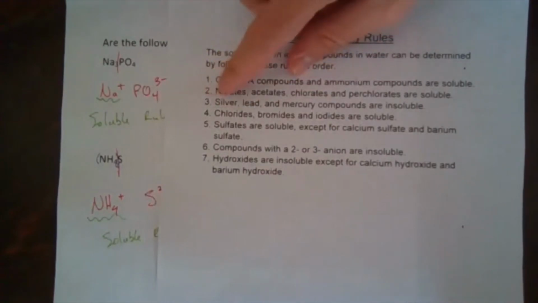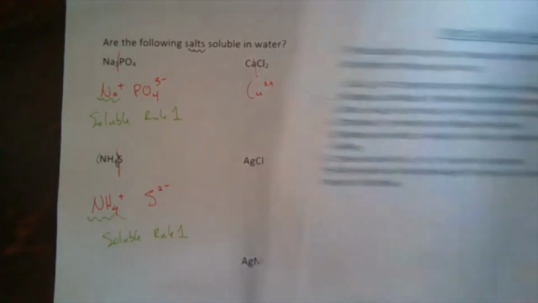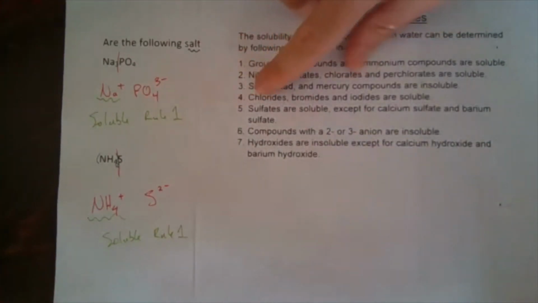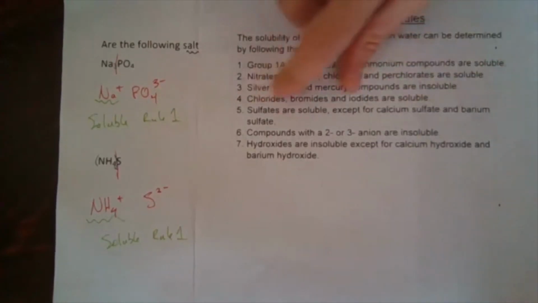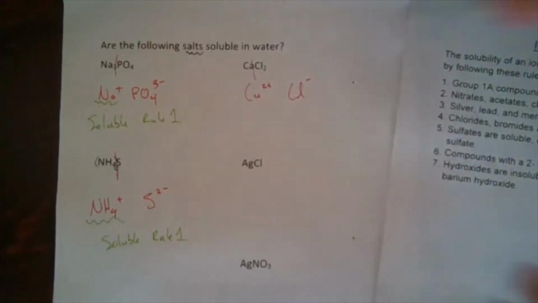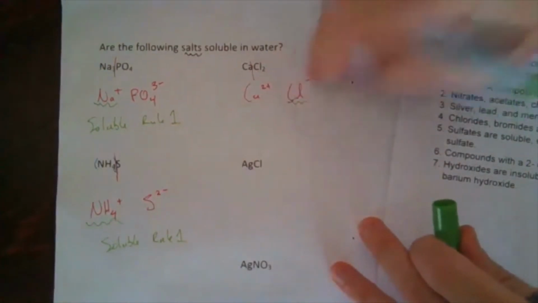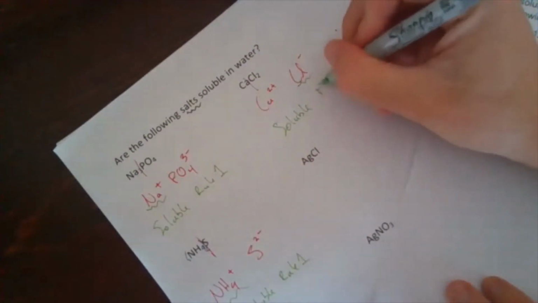We've got rule 3: silver, lead, mercury. No, we just don't have those elements. Those are specific elements. Rule 4: chlorides, bromides, and iodides are soluble. We got that. This right here, we're now pulling the anion. The compound is soluble, and it's due to rule 4.